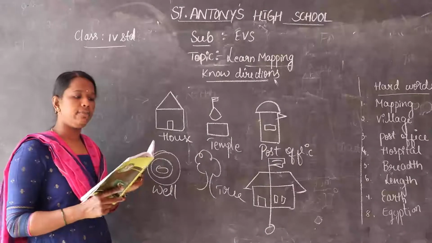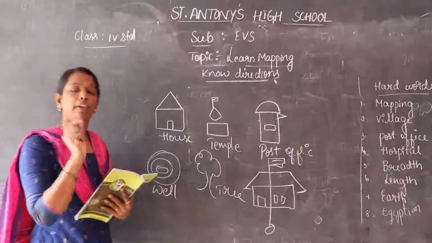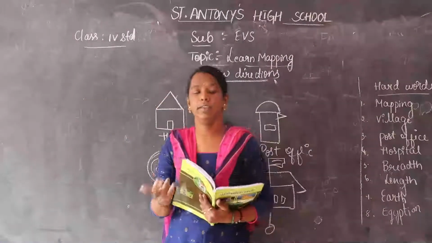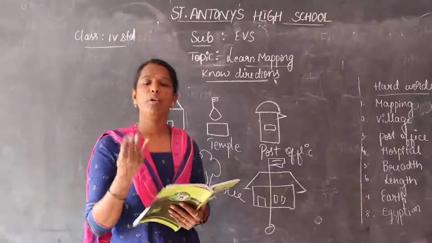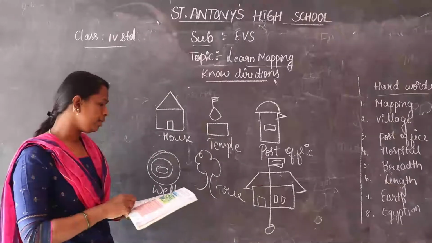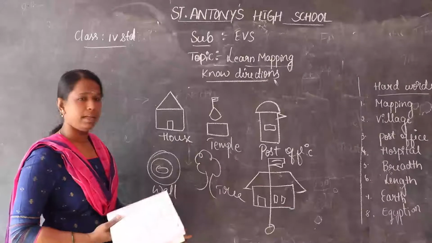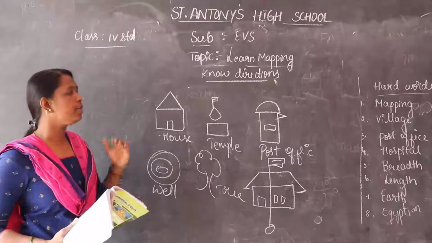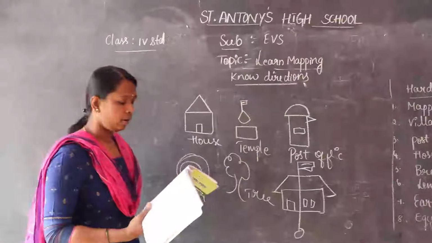In this lesson, we learn about the symbols and directions. We have 4 main directions. What are the main directions? East, west, north, south. Okay, children. So we have 4 sub-directions also. The sub-directions are northeast, northwest, southwest and southeast.